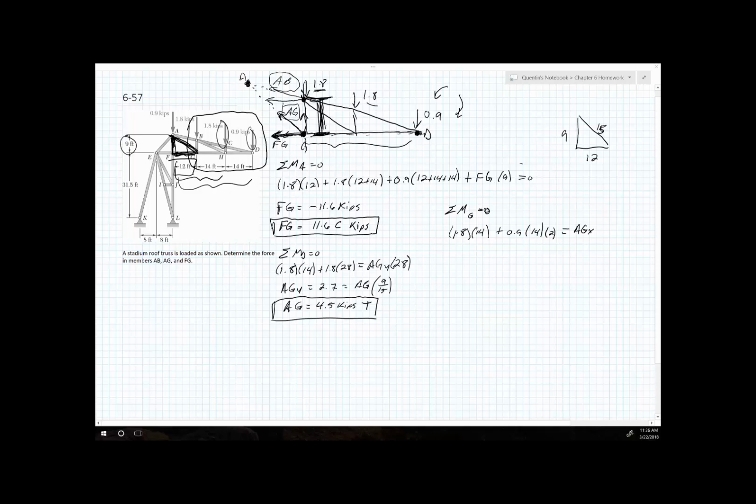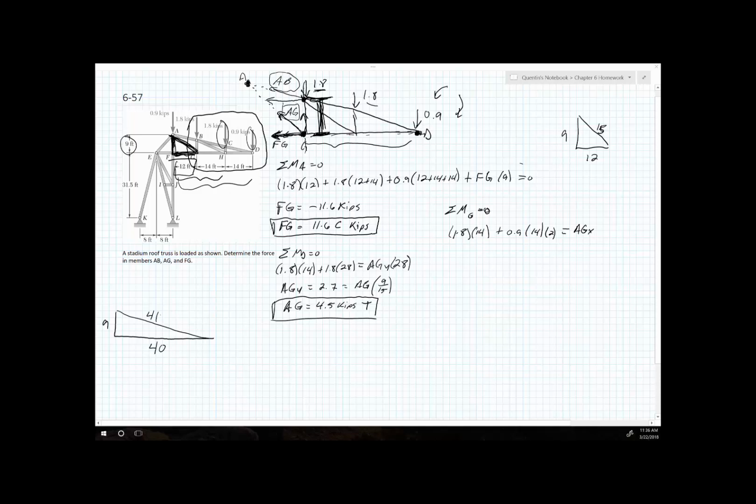So let's look at this triangle. This big triangle, I'm going to come over here. This is a nice big triangle. So this distance is 9, this distance is 40, the 12 plus 14 plus 14. Turns out when you take the sum of the squares, this hypotenuse is 41.